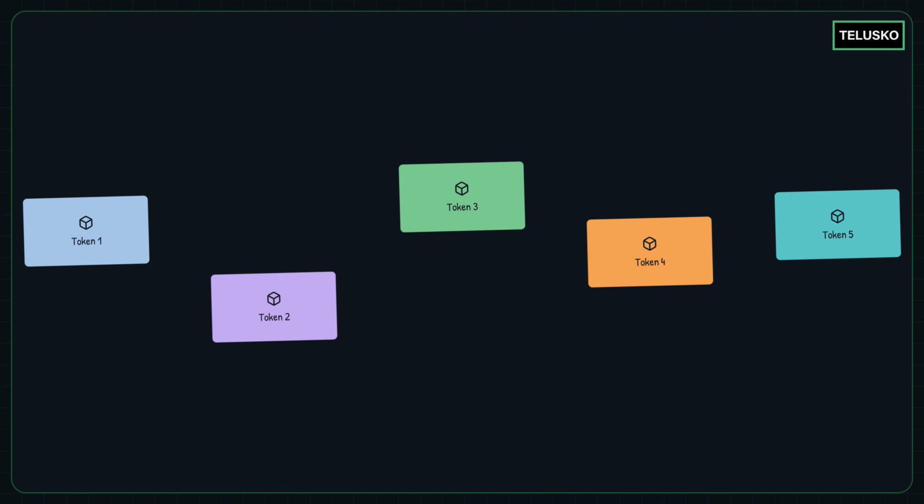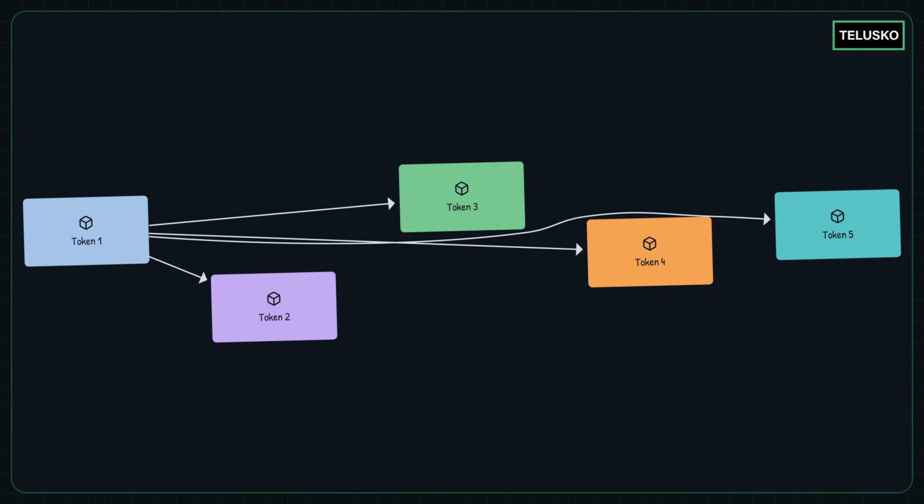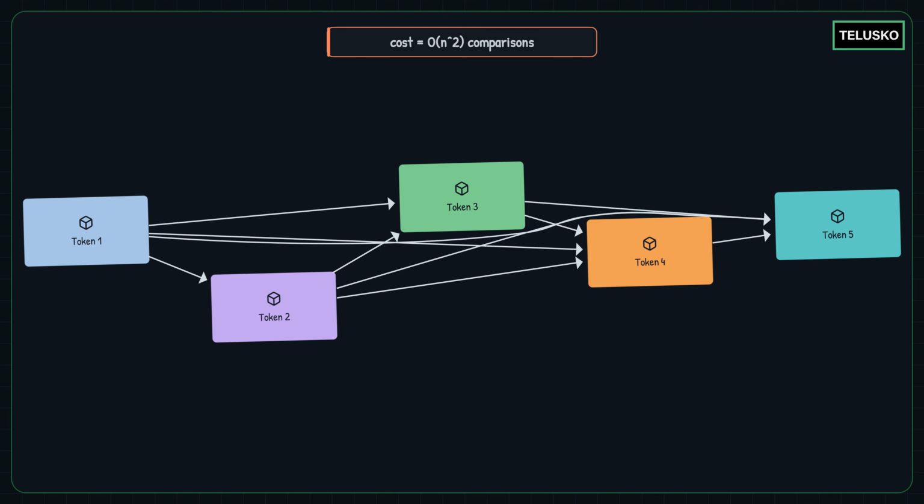Now count the actual work happening here. With 5 tokens, every single one compares against all 5, giving us 25 comparisons right there. Double the tokens to 10 and it becomes 100 comparisons, not 50. In simple words, the work grows at a rate of big O of n squared.